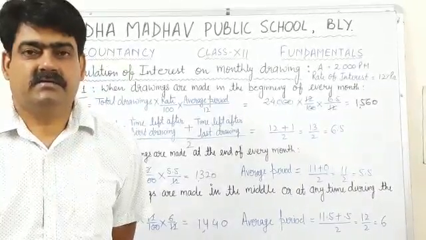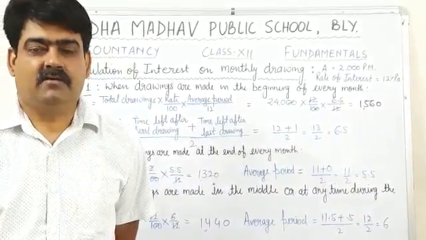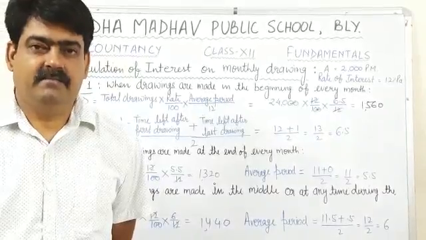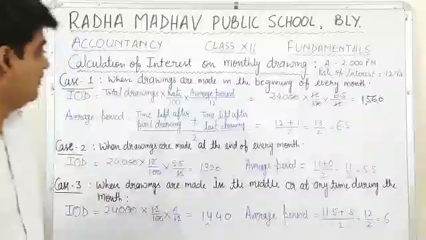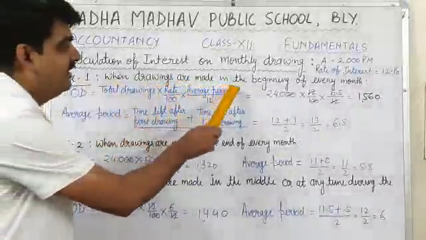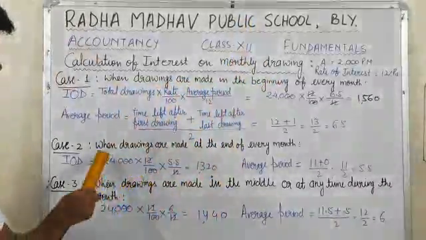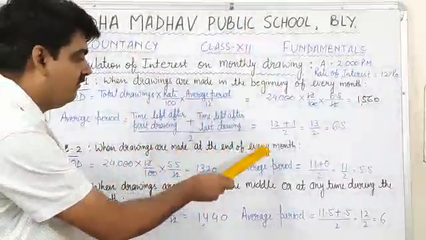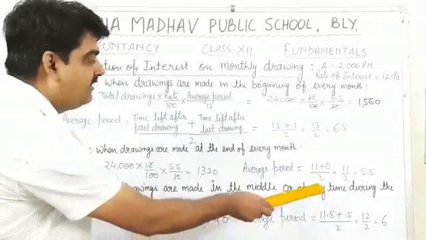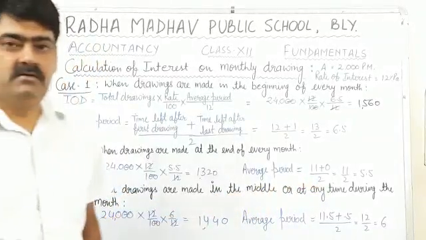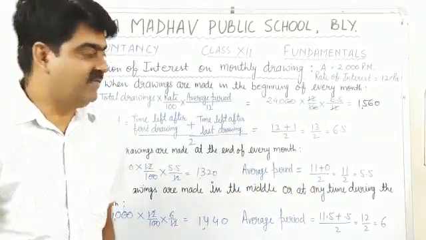Good morning, dear students. Today we will learn calculation of interest on drawing by monthly drawing method. See, there are three cases in this method: when drawings are made in the beginning of every month, when drawings are made at the end of every month, and when drawings are made in the middle or at any time during the month. So again we will take one example.